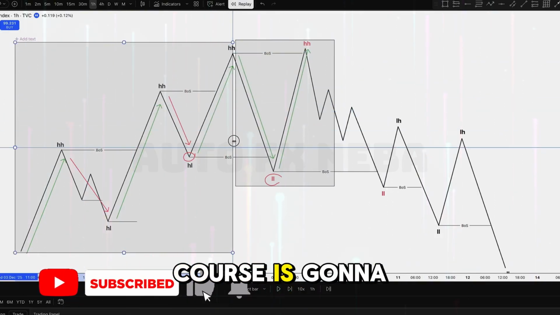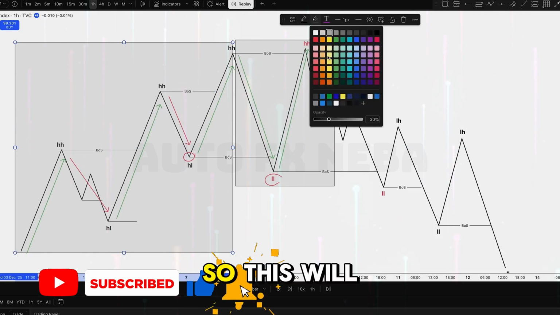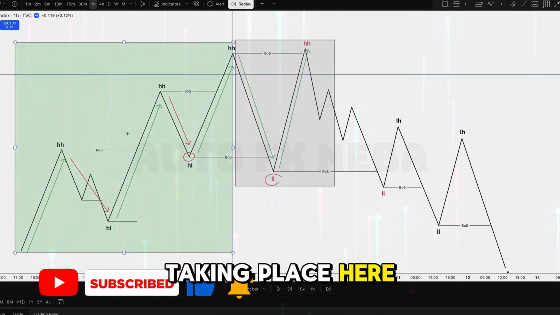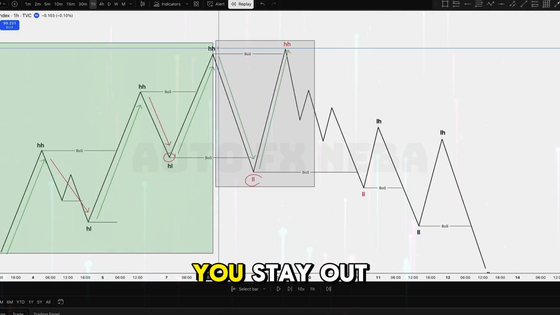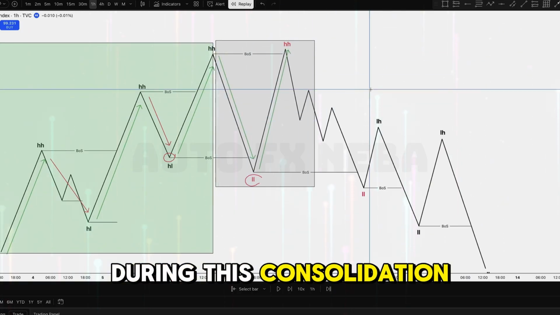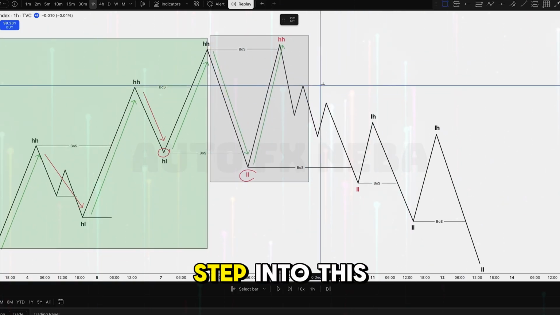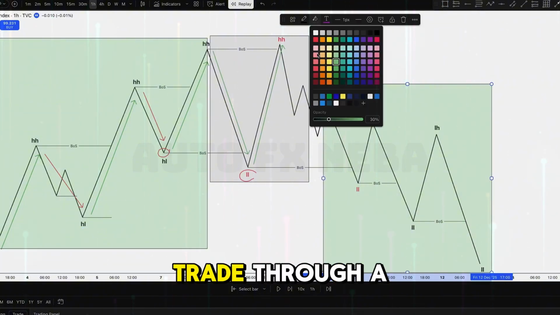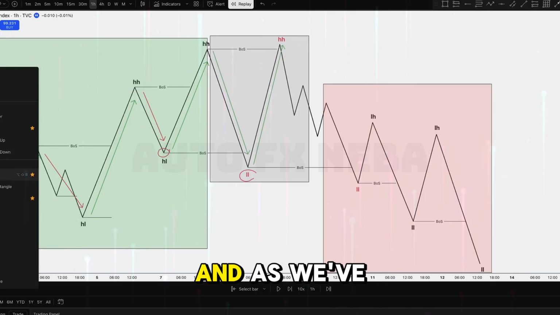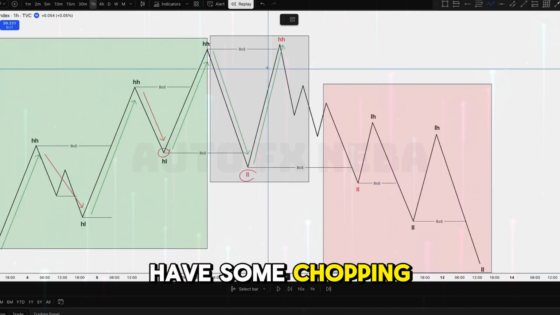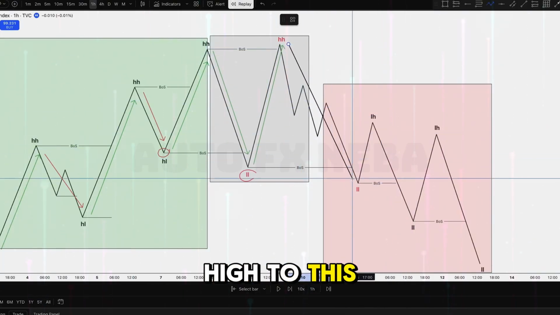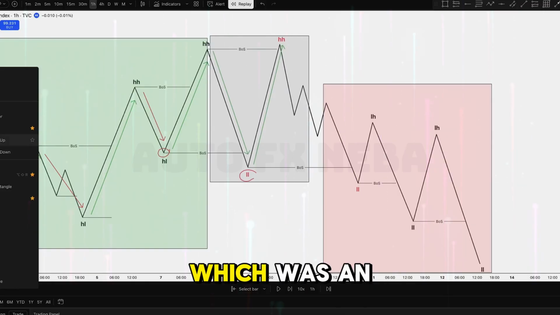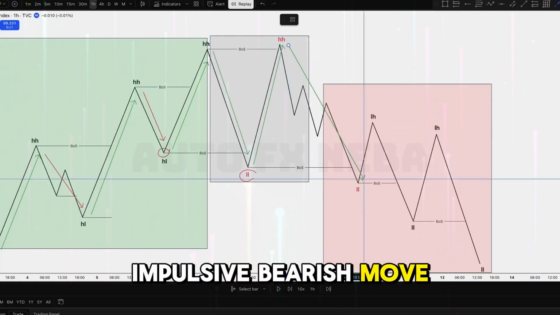This movement, of course, is going to be your clear uptrend. So this will be the buying taking place here. So you buy through the clear uptrend, you stay out during this consolidation or misdirection. And then when we start to step into this clear bearish impulse in price action, you can step back in to trade through a downtrend, okay? And as we've said, although we have some chop in here, all of this movement from this high to this low just achieved one thing, which was an impulsive bearish move into a lower low.